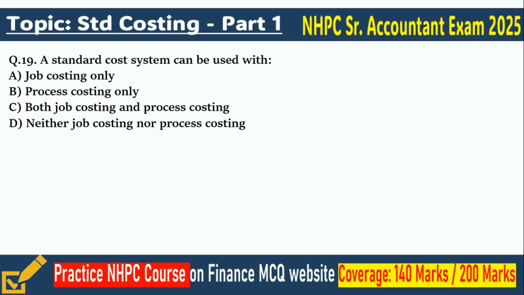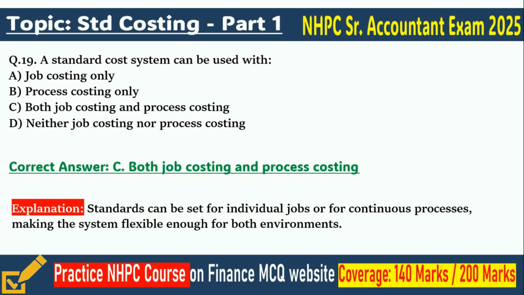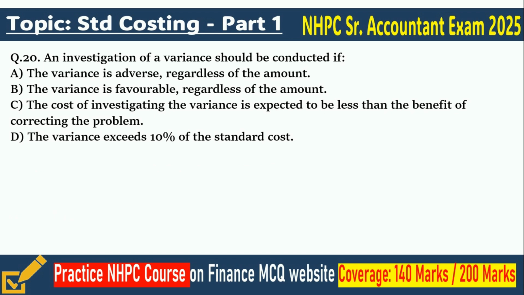A standard cost system can be used with option A, job costing only, option B, process costing only, option C, both job costing and process costing, option D, neither job costing nor process costing. So, the obvious answer has to be, friends, option C, both job costing and process costing. So, friends, standards can be set for individual jobs or for continuous processes, making the system flexible enough for both environments. Moving on. Friends, next question.